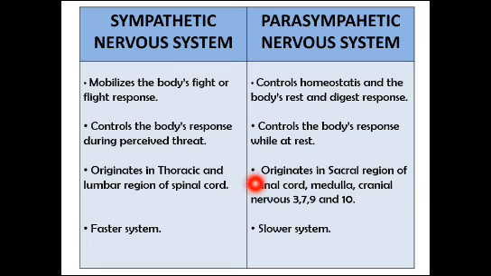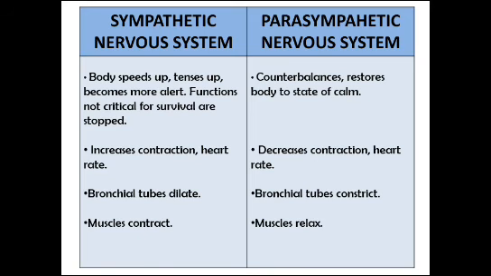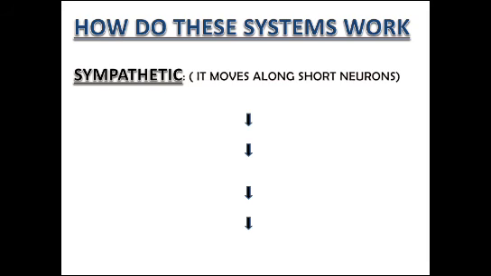Then one of the main differences, you have to remember the origination of the sympathetic and parasympathetic nerves. Then sympathetic is a faster system because it is involving the neurons, and parasympathetic is a slower system. Then this was the diagram which we discussed, in which the origination is shown. Then the contraction, the respiration and the muscular system changes. Then the pupil changes, the stomach secretion, the adrenal glands involvement is there in the sympathetic system and not in the parasympathetic system. Now let's see how these systems are working.